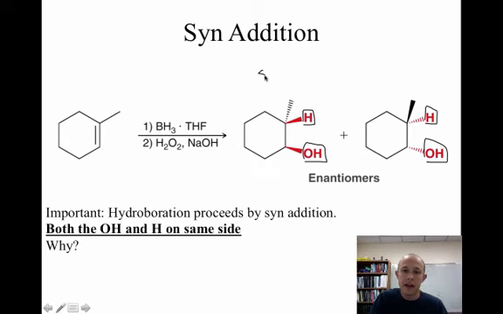This is called the syn product, and this one is also called the syn product, meaning that the hydrogen and the OH are together. You could think about this as the cis product. This is called a syn addition, meaning that they're together. Both the OH and the H are on the same side. Once we understand the mechanism, this will make perfect sense.